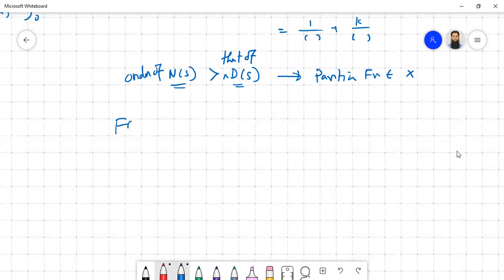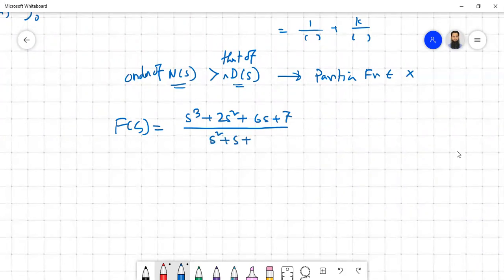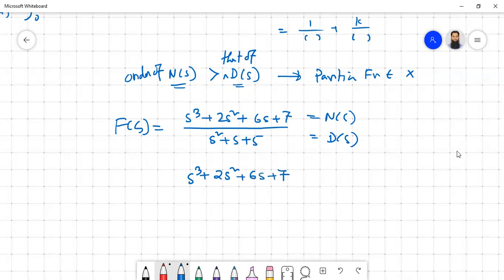Say in a general case, F(s) equal to something like this: s cube plus 2s squared plus 6s plus 7, divided by s squared plus s plus 5. So definitely this is your numerator N(s), this is your denominator, so the order of the numerator is higher, so you cannot go for partial fraction. What you have to do is divide the numerator by the denominator. So basically s cube... I know you already know it, but since it is the initial classes, and for some of you it may be difficult, I'm not sure, that is why I'm showing the division as well.